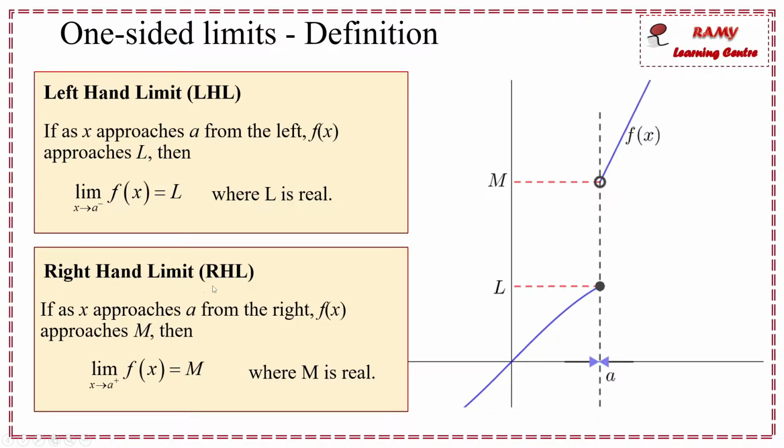Similarly, the right-hand limit or RHL: if as x approaches a from the right, f of x approaches a number m, then limit x tending to a plus of f of x is equal to m, where m is real. Now, this a plus indicates that x approaches a from the right.